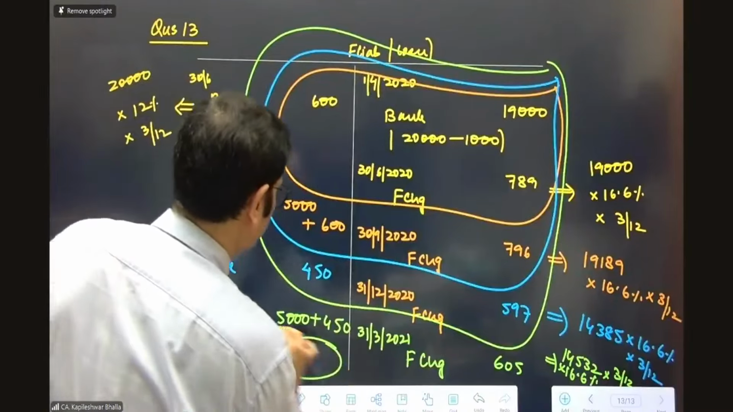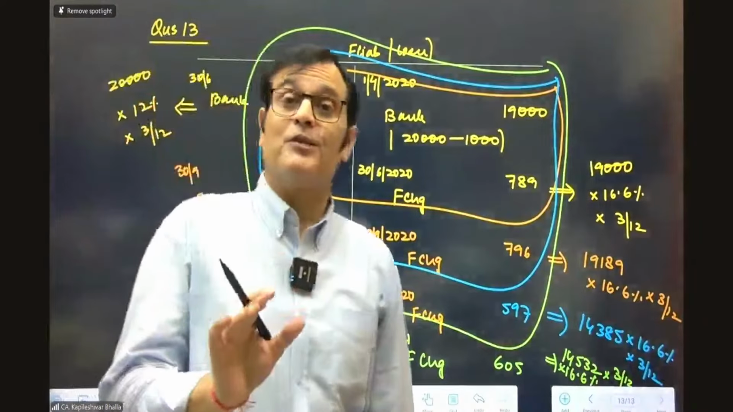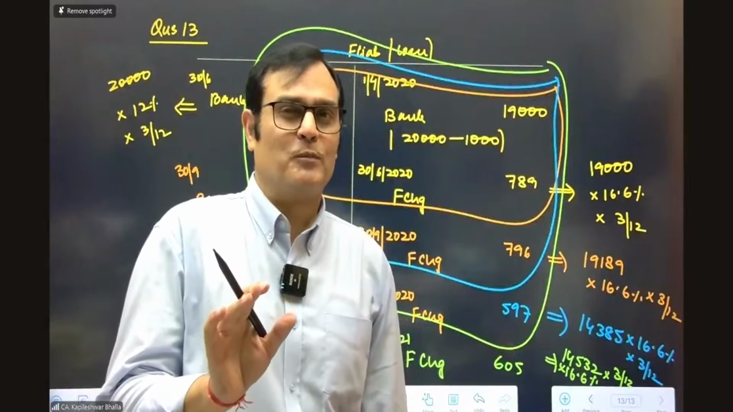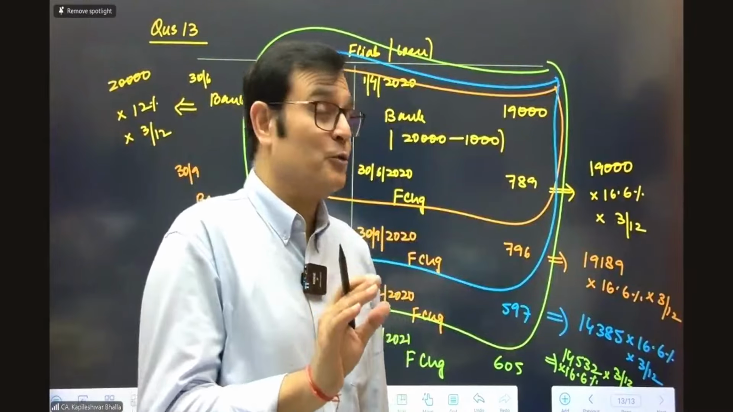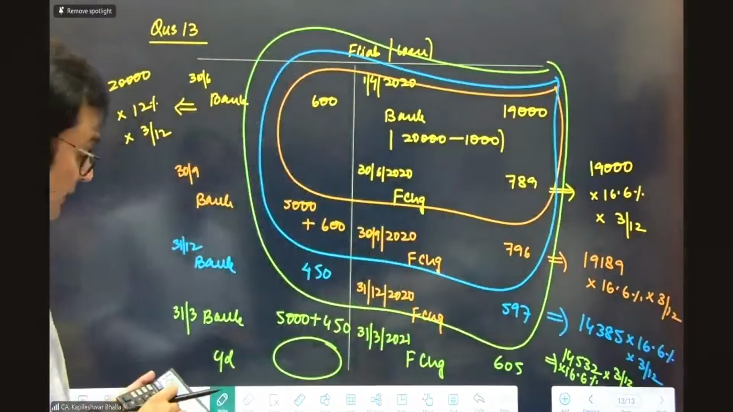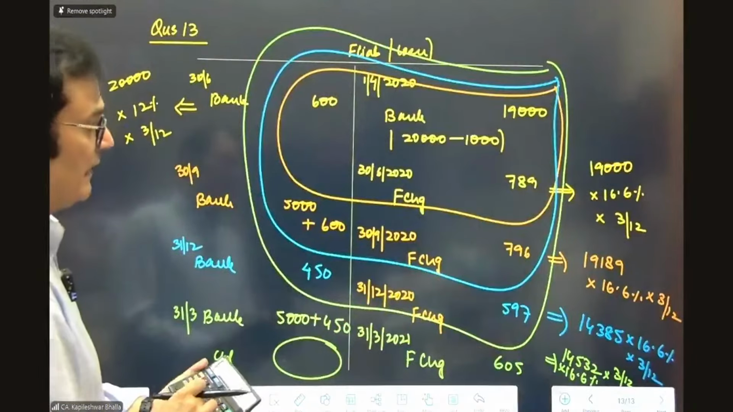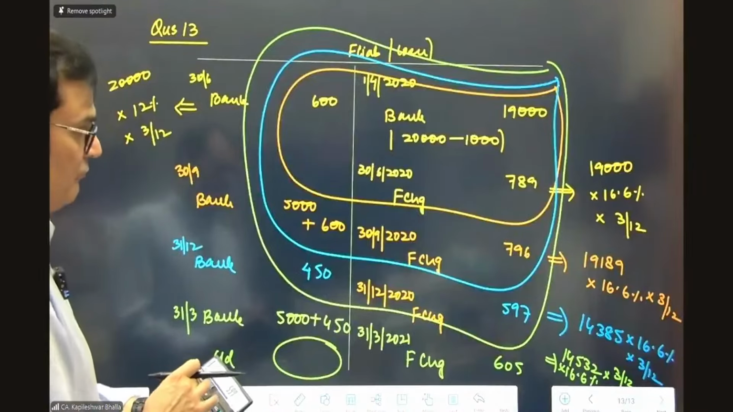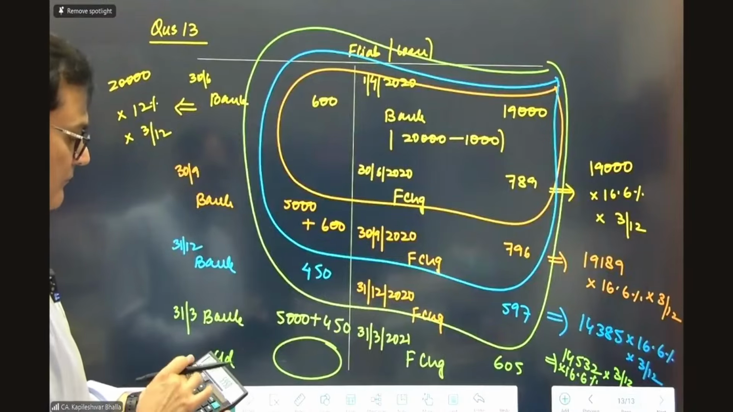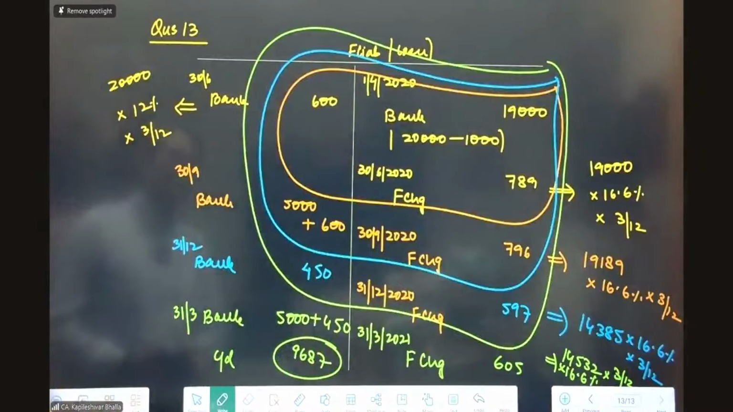Finally, you are in a position to take the balance c/d as a balancing figure. This is just 1 year. You have to do another 1 year as well. I think this was a little too much for 5 marks in the exam. So you need to do the ledger account for the second year on the same lines, but I'm just doing 1 year. So 19,789, 796, 597, 605. This is, I think, 9,687. That is the balance c/d.